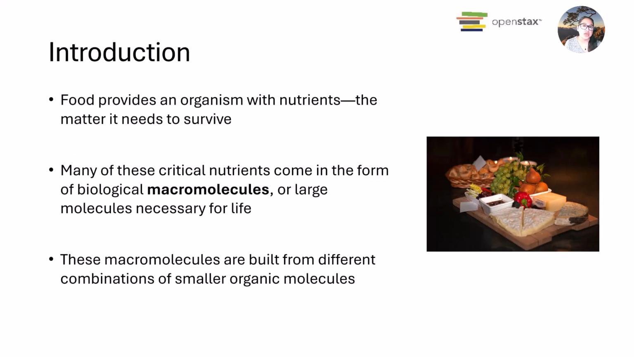So food in general, why do we need to eat? Because all of our cells need certain things to function. So that's why we eat. Food provides an organism with nutrients, the matter it needs to survive. And many of these critical nutrients come in the form of biological macromolecules, or large molecules that are necessary for life. And these macromolecules are built from different combinations of smaller organic molecules.